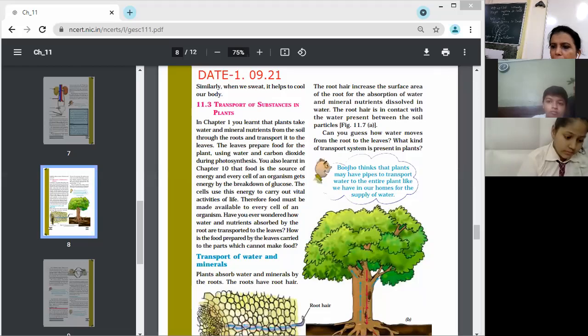Good morning, everyone, class 7. So today we'll continue with the last part of the chapter, that is transportation of substances in plants.